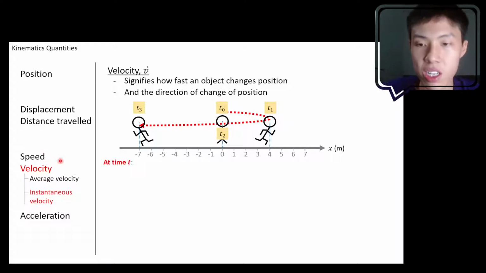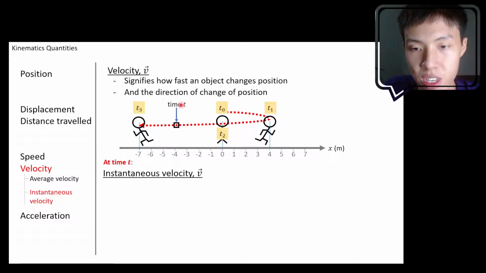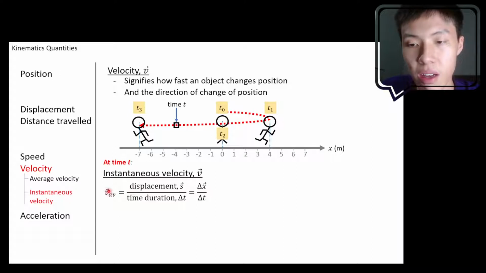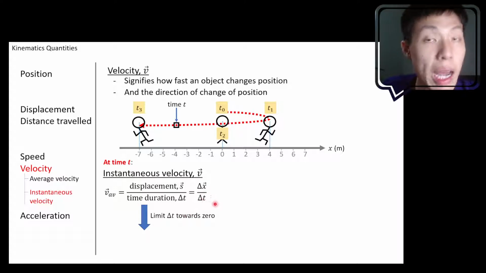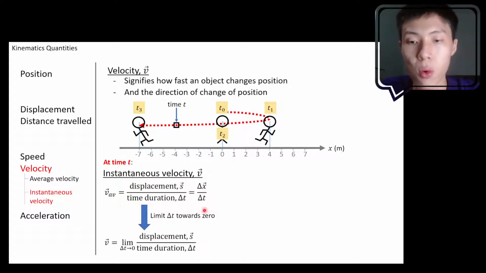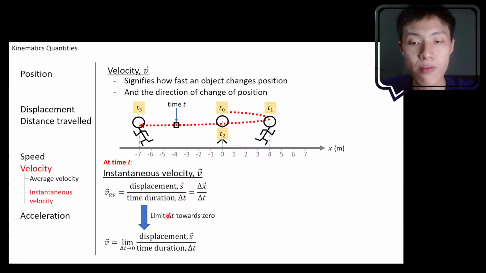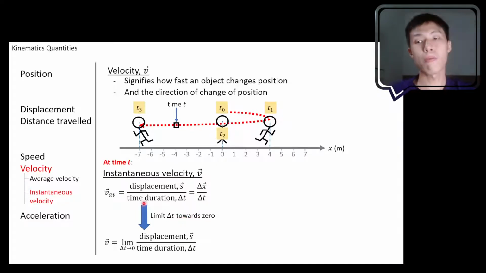So at a specific time t, if you want to determine the instantaneous velocity, mathematically what we do is we take the equation for average velocity, then we limit the time duration towards 0. So we introduce a limit notation into the equation for average velocity, thus changing it into instantaneous velocity.